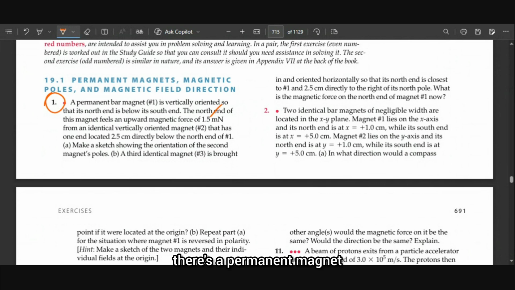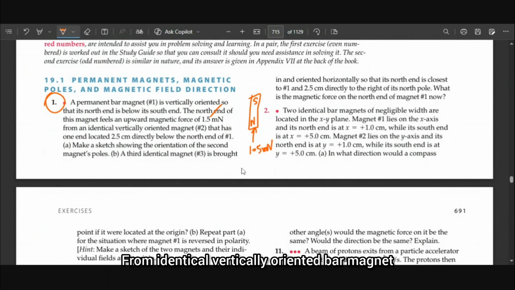So the question is: a permanent magnet is vertically oriented so that its north pole is below its south pole. So north is like that, south is like that. The north end of the magnet feels an upward magnetic force of 1.5 millinewtons. So there is some force acting upward, from an identical vertically oriented bar magnet. It must be aligned in this way, because otherwise opposites would attract. Here they will repel, and the magnet will feel a force in the upward direction.